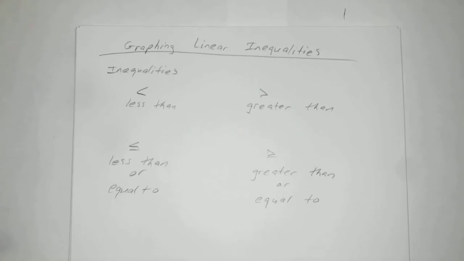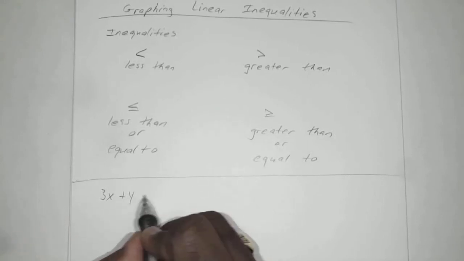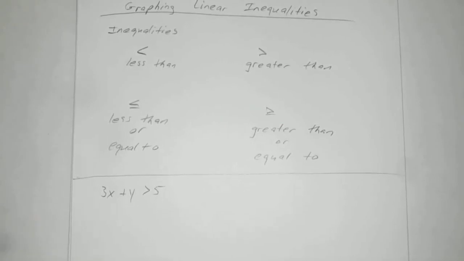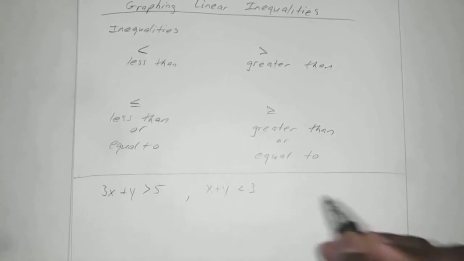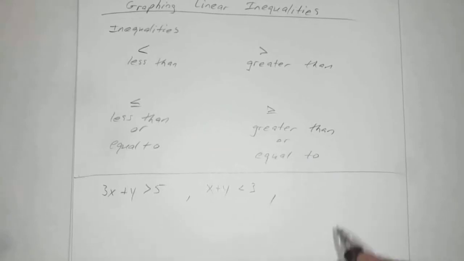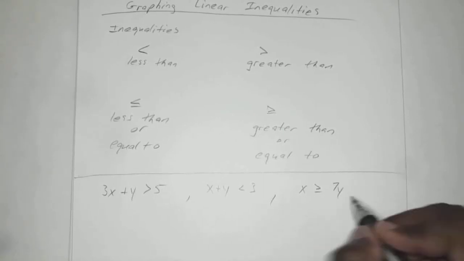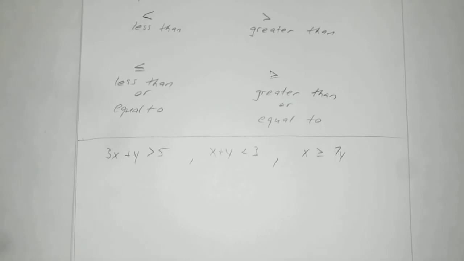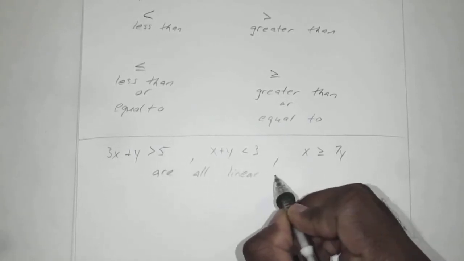Okay. Now, a linear inequality will look just like a linear function or a linear equation. The only difference is instead of equal, they just have one of those signs. Okay, so if you have 3x plus y is greater than 5, that's a linear inequality. If you have x plus y is less than 3, that's a linear inequality. Even if you have x is greater than or equal to 7y, that's a linear inequality. So all linear inequalities.